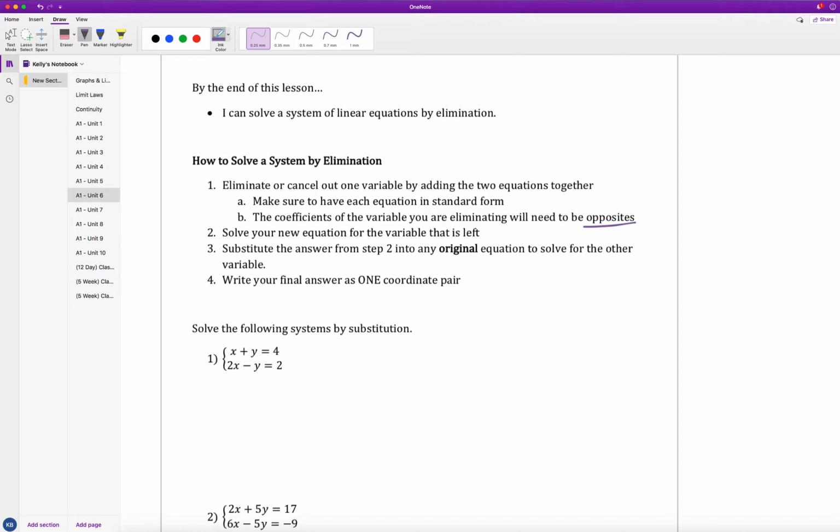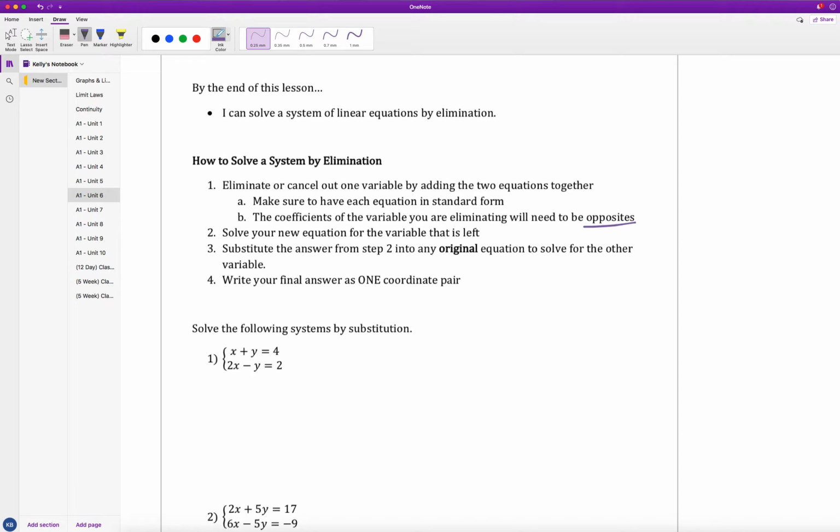So let's look at our first example here. We have the system x plus y equals 4 and 2x minus y equals 2. The first thing I want to do, before I decide if I'm eliminating x or y, is look at the coefficients and ask, do I have any two that are opposites? In this case, I have a 1 and a 2 on the x's. Those coefficients are not opposites. On the y's, we have a +1 and a -1, and those numbers are opposites because 1 plus -1 is going to give me 0.